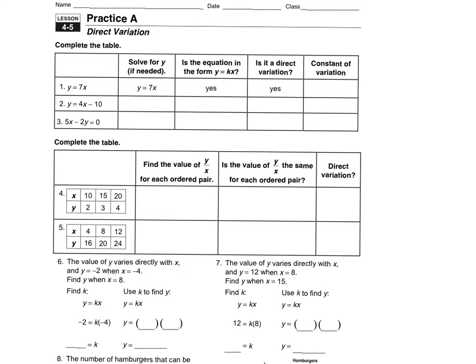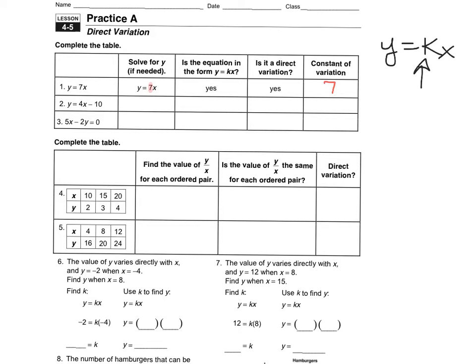Now, notice on number 1, it was already solved for y for you, and they already filled in 3 of the answers. Okay? And here, our constant of variation, remember, as soon as you can write your equation in y equals kx form, the constant is represented by the letter k. And in this equation here, our constant is this number 7. So we would say our constant of variation is the number 7.